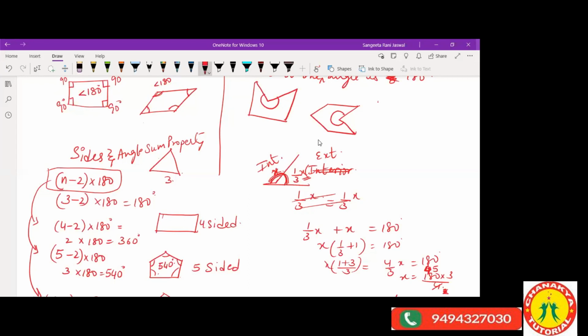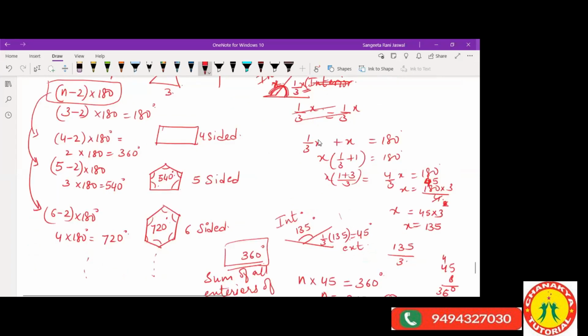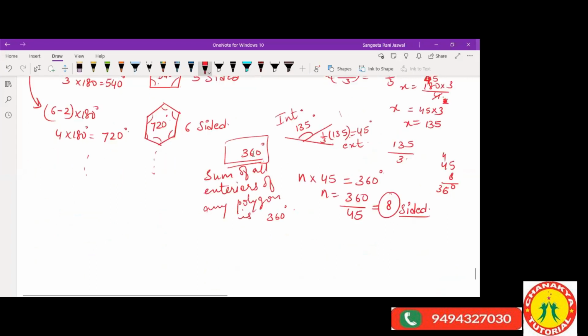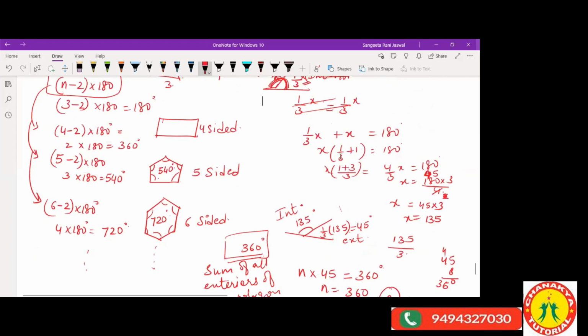Then from here, the simple calculation goes. I took x common, and inside I'm left with 1/3 plus 1. Then I worked it out and got my value for x, and that's how I got both interior and exterior angles. When I applied the LCM here, it came out 4/3 x. From here, I got the value for x.